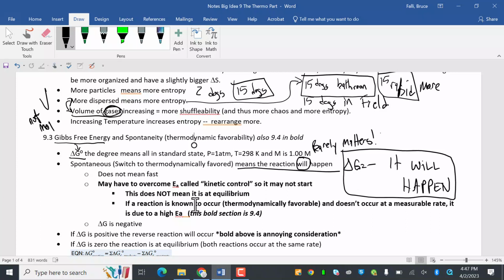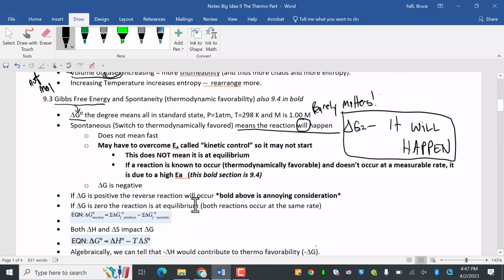It may have to overcome EA, activation energy. Activation energy is called our kinetic control. So it may not start. This does not mean it is at equilibrium. If a reaction is known to occur, thermodynamically favorable, and doesn't occur at a measurable rate, it is due to a high EA. Every bit of this is 9.4. That's it. That's all 9.4 is.